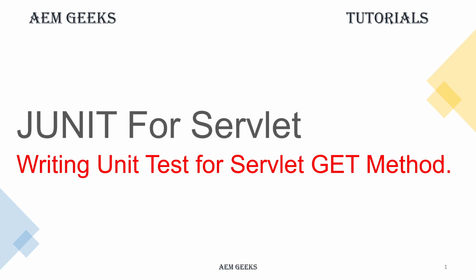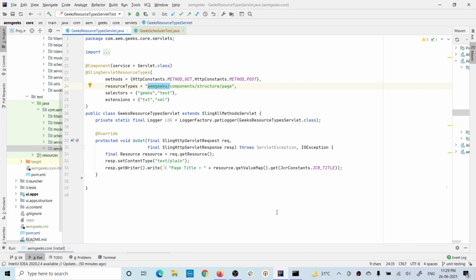Now let's go to the demo part. I will keep explaining the concepts during the demo. So basically this is a resource type servlet. When you access a resource which is mentioned as the resource type of this servlet, it will execute. So we have a resource type of page. So when you access any JCR content resource, this servlet will return the title of the page in a format like page title is equal to page title.